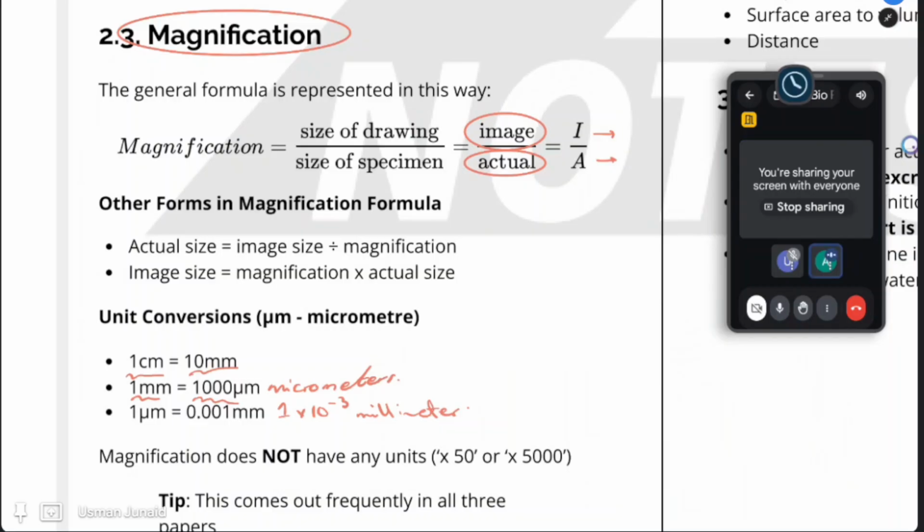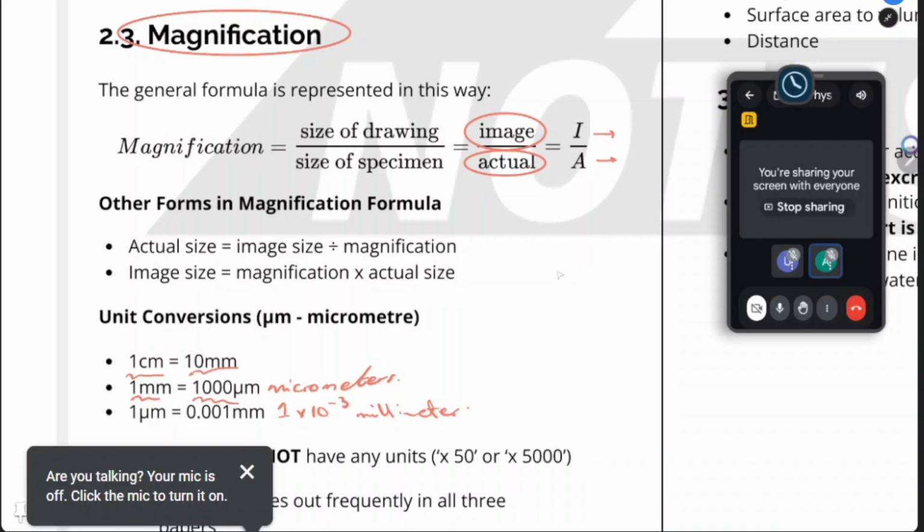Right. So magnification does not have any units. So it's 50 times bigger, 5,000 times bigger, right? But it does not have any units. Can you tell me why that is? Not sure. Okay.